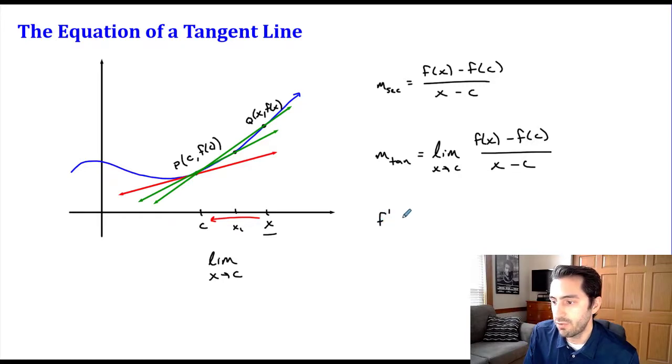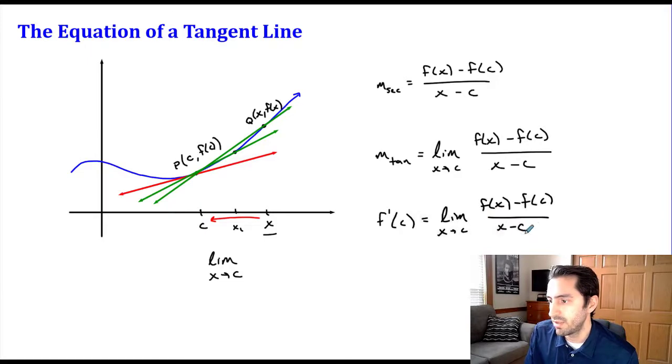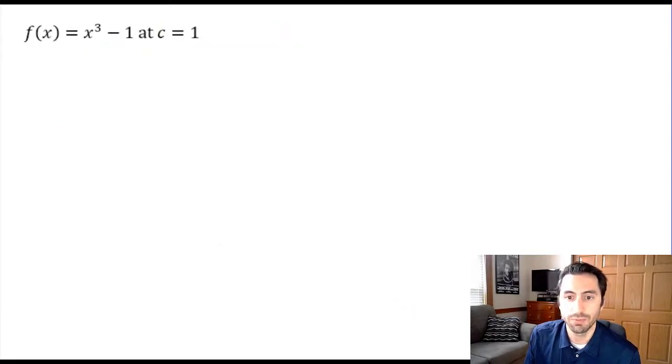So if I do f prime, so a little apostrophe, we call that prime. F prime of c is the limit as x approaches c of this slope formula. So this allows us to find the slope of the tangent line. And then once we know that slope, we can use that to write the equation. So now that we understand where this comes from, let's use that in a specific example.